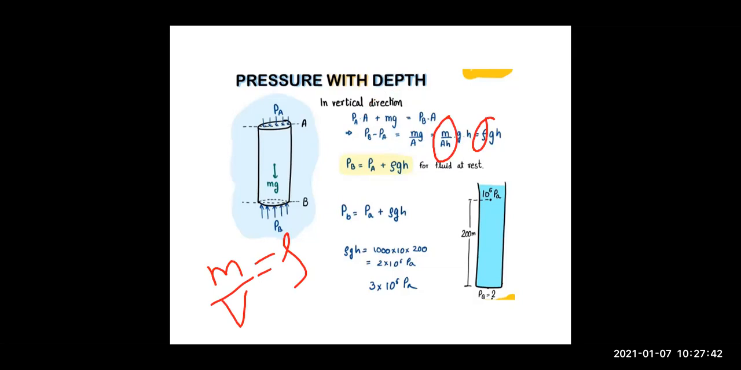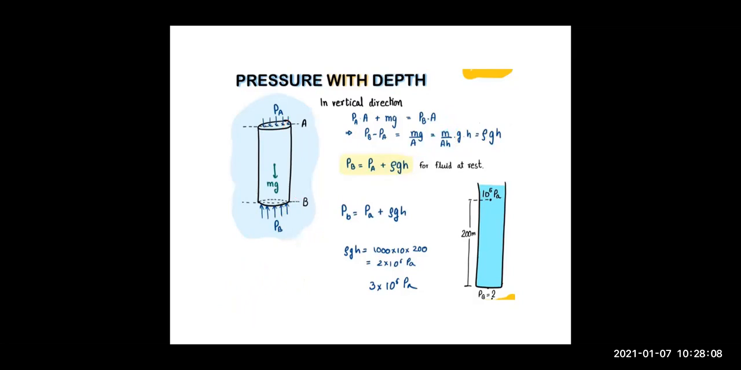So the difference in the pressure, that is PB minus PA, is equal to rho gh, where rho is the density of the fluid, g is the acceleration due to gravity, and h is the difference or the height between the two points. Right, children? So this is for fluids at rest.